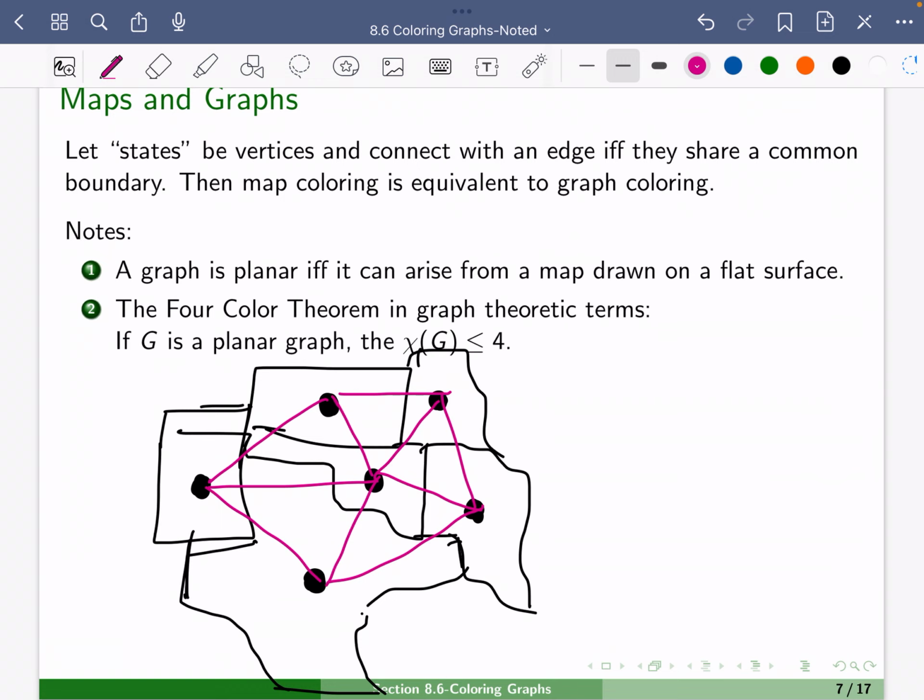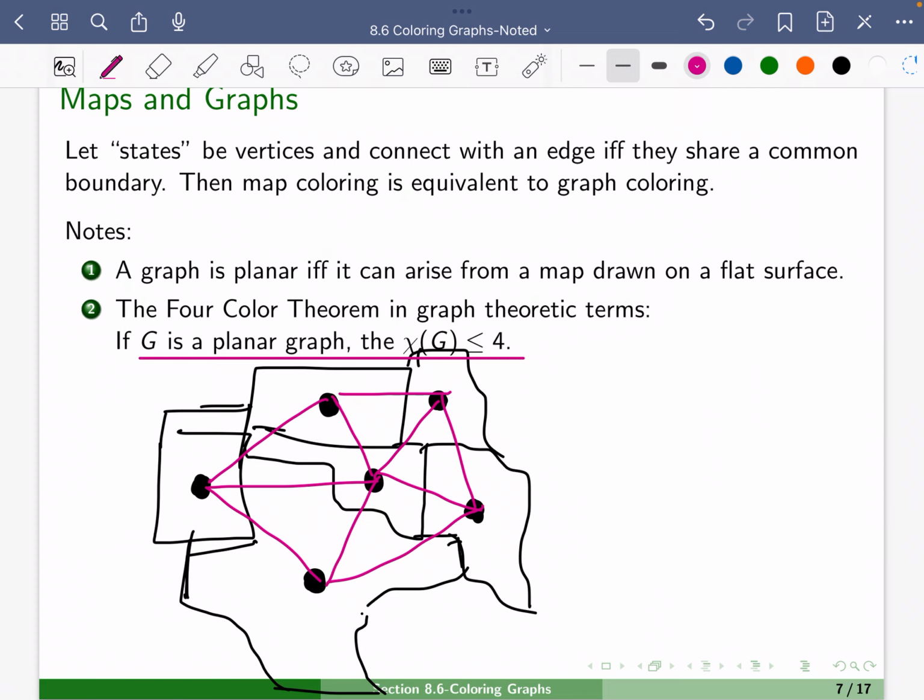And so the four-color theorem in graph theoretic terms says if G is a planar graph, then chi of G, the chromatic number, is no more than 4. We can color it with 4 colors or fewer.